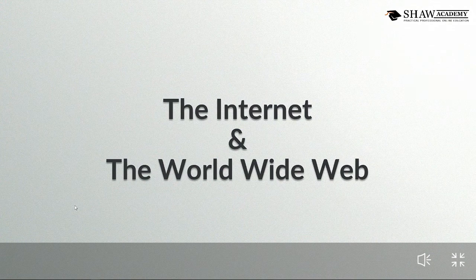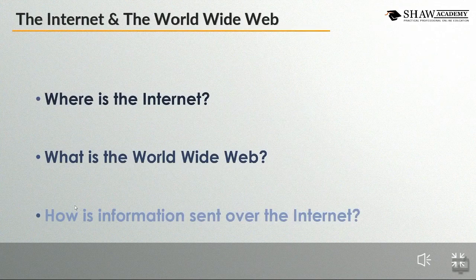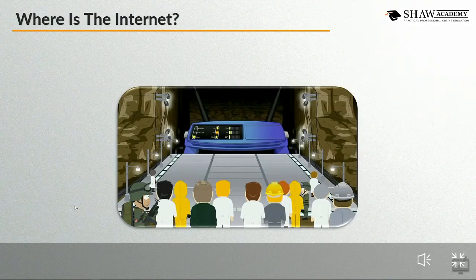So the internet and the World Wide Web. Where is the internet? What is the World Wide Web? And how is information sent over the internet? So where is the internet? Well, first of all, the internet is actually more of a concept than a physical thing. There is no the internet. It's actually just someone else's computer. Now, I know it's heartbreakingly confusing, but you're now in the know.